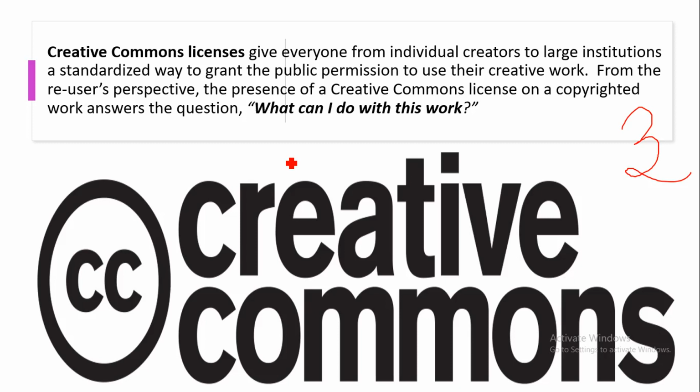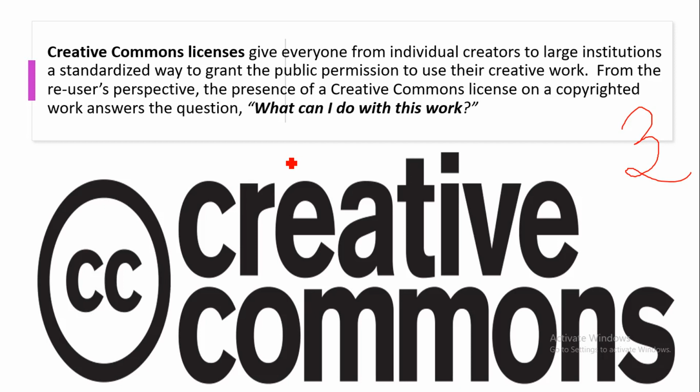From the reuser perspective, if I'm reusing someone's work, the presence of a Creative Commons license on a copyright work answers the question, what can I do with this work? So there are a total of 4 different Creative Commons conditions, and you can select any combination and put that on your content. We will learn in the next tutorial what type of content is available under Creative Commons, what I can reuse, what I can reproduce, and what other things I can do with the content.